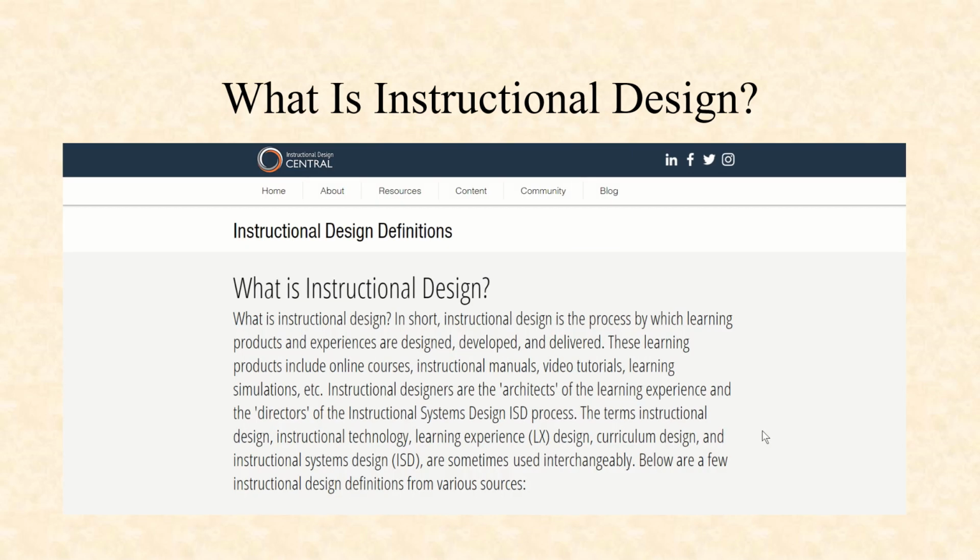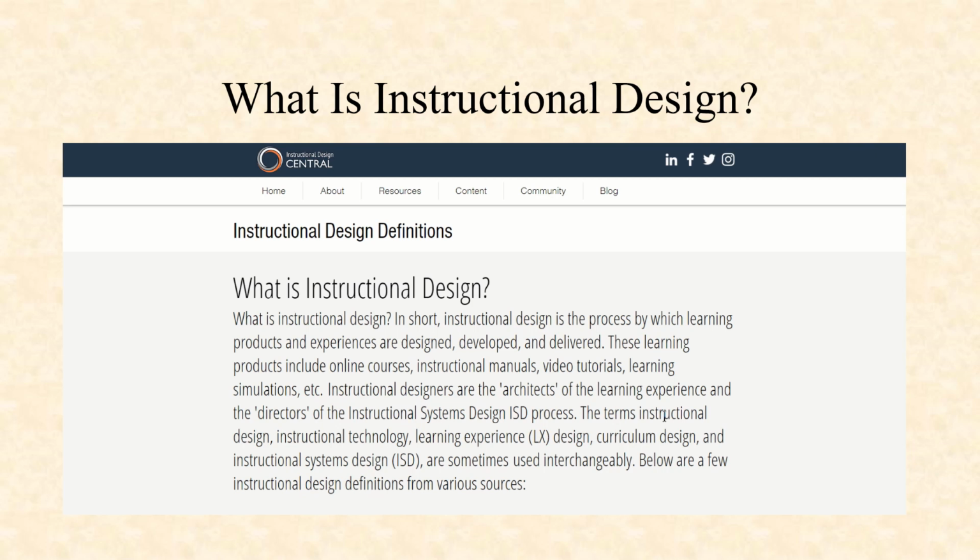So what is instructional design, and how does it differ from what teachers do in the classroom on a day-to-day basis? I'm going to take you out to a website called Instructional Design Central, and I like this website because it is a good conglomeration of a series of instructional design related definitions. So first, they begin with the question, what is instructional design?